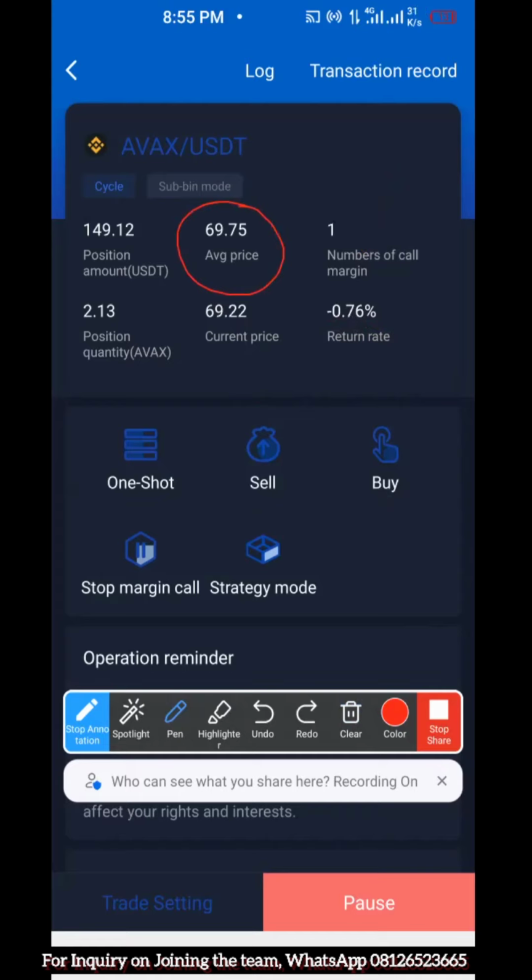Okay, so now anytime, just like I said, anytime the robot buys for you, that is a margin call. It has called one margin. So here we see the average price, the current price rather.